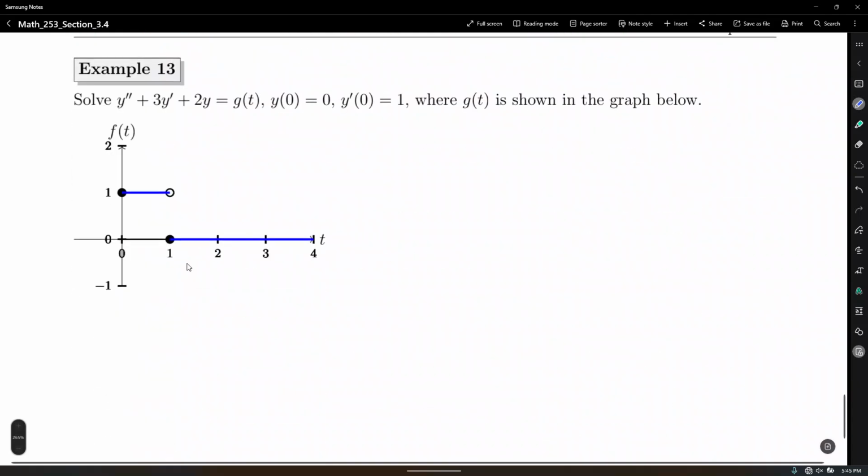Example number 13. One more, and we call it two for this section. So we have y double prime plus 3y prime plus 2y equals some function g of t. Well, actually, this should have been a function f because of the graph. That's f, not g, with initial conditions y of 0 equals 0 and y prime of 0 equals 1. When all are zeros, that's a nicer problem. But here we have a 1, so it's not going to be that bad, right? So that's also f here.